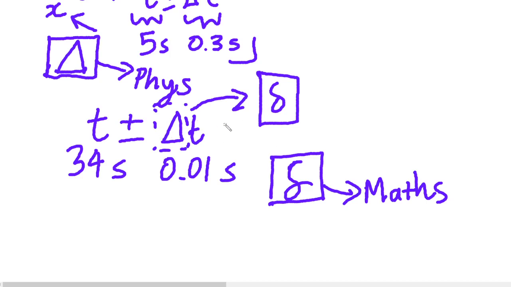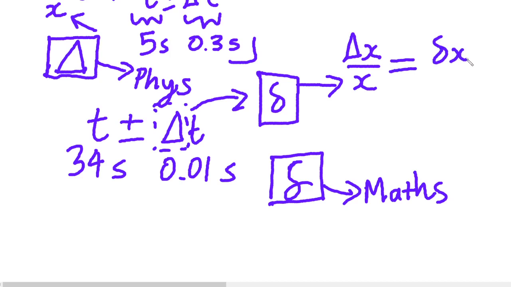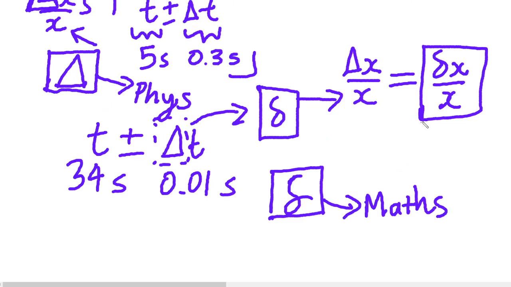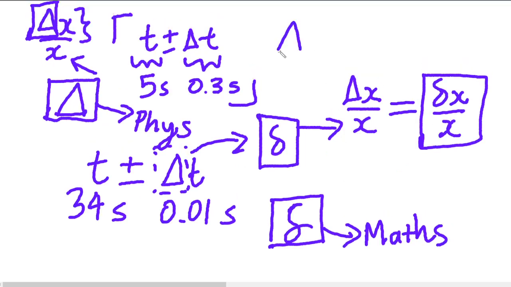So, in some physics problems, you may see the fractional or percentage uncertainty, delta x over x, be expressed as lowercase delta x over x. And yeah, that's the difference between this capital delta, which I'll be using for my physics videos, and lowercase delta, which I'll be using for my maths videos.